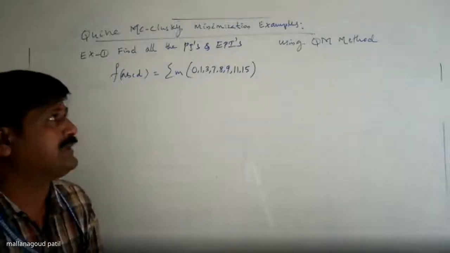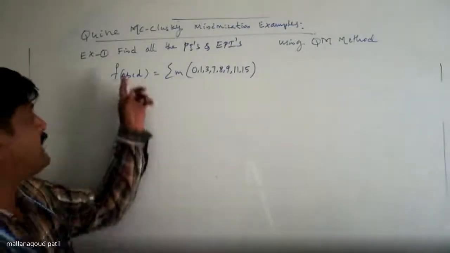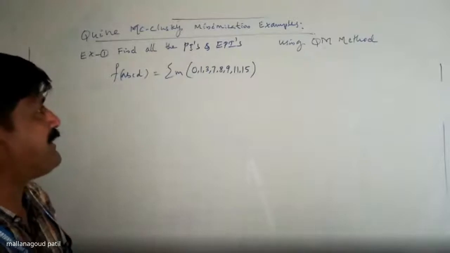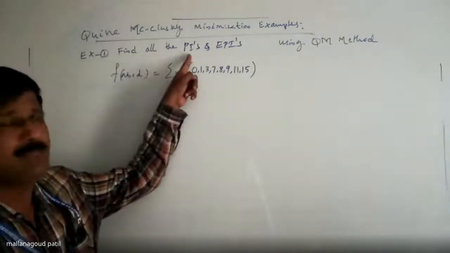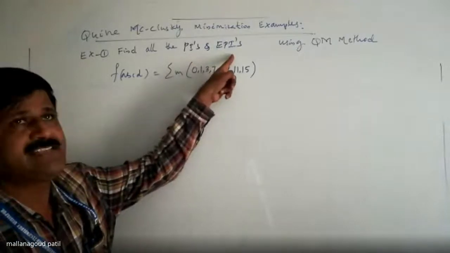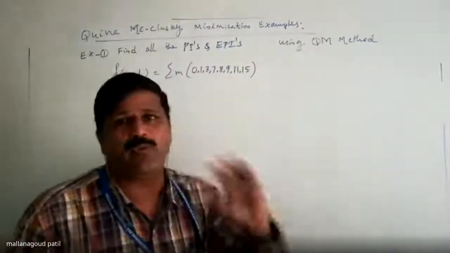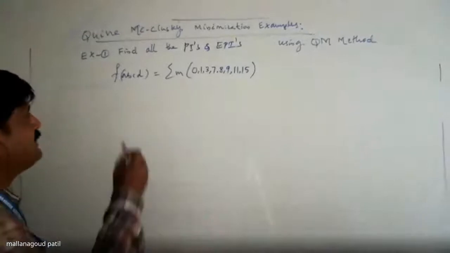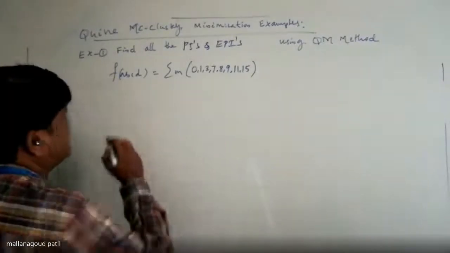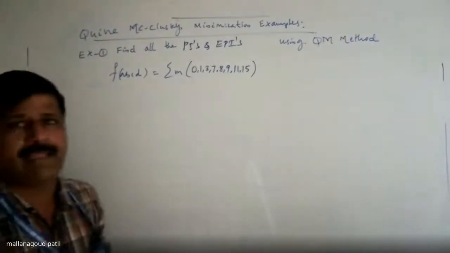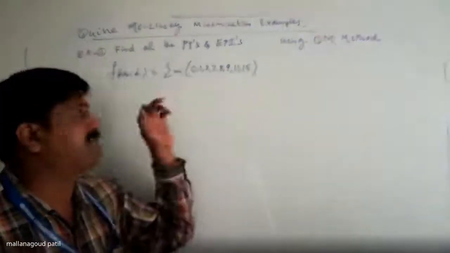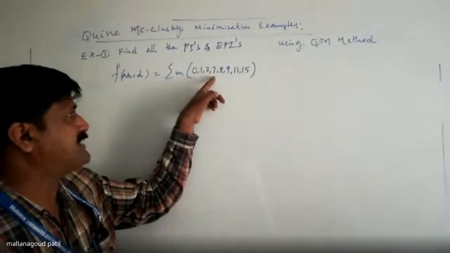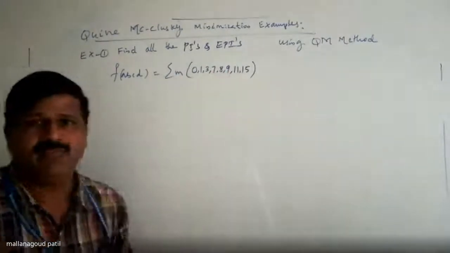Twin accuracy minimization examples. Find all the PIs and the EPIs. The example is: find all the prime implicants (PIs) and essential prime implicants (EPIs) using the QM method, the tabulation method. The function is given f(A,B,C,D) = sigma m. Small m indicates minterms. The minterm list is given here: 0, 1, 3, 7, 8, 9, 11, 15.